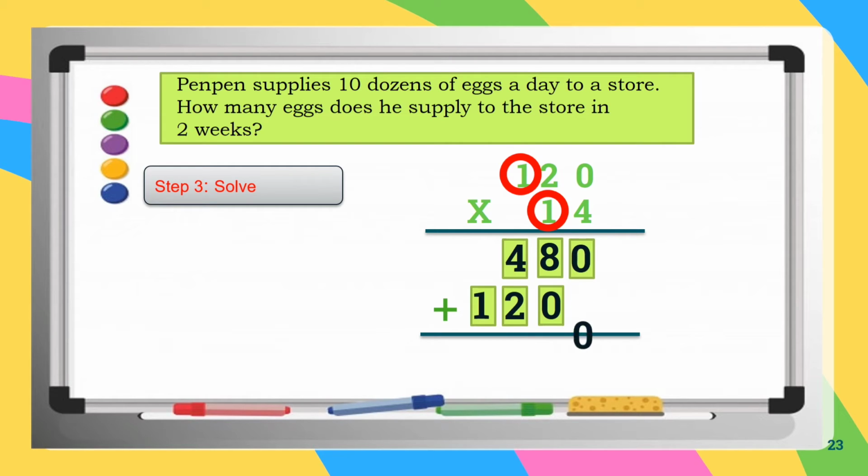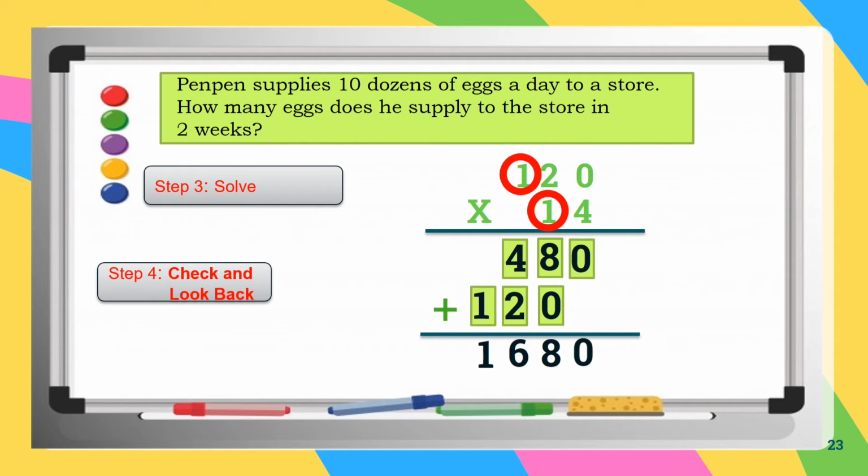So let's add 480 and 120. Let's bring down 0. 8 plus 0 is equal to 8. 4 plus 2 is equal to 6. Bring down 1. Then let's check and look back. Pen supplies 1,680 pieces of eggs in 2 weeks.